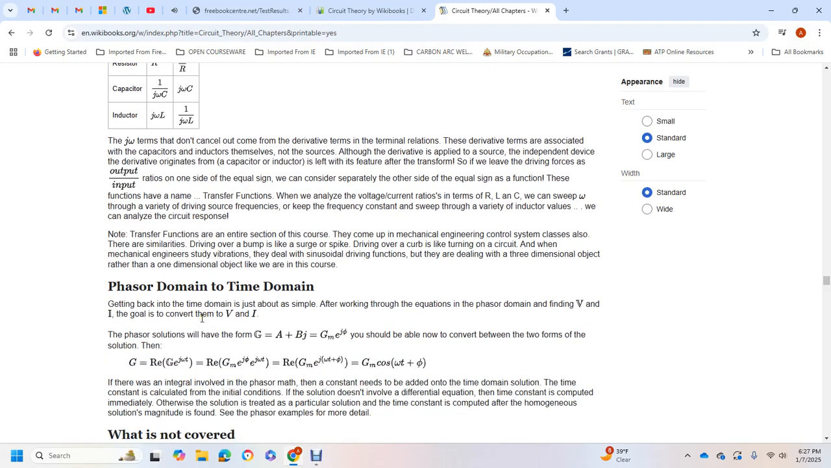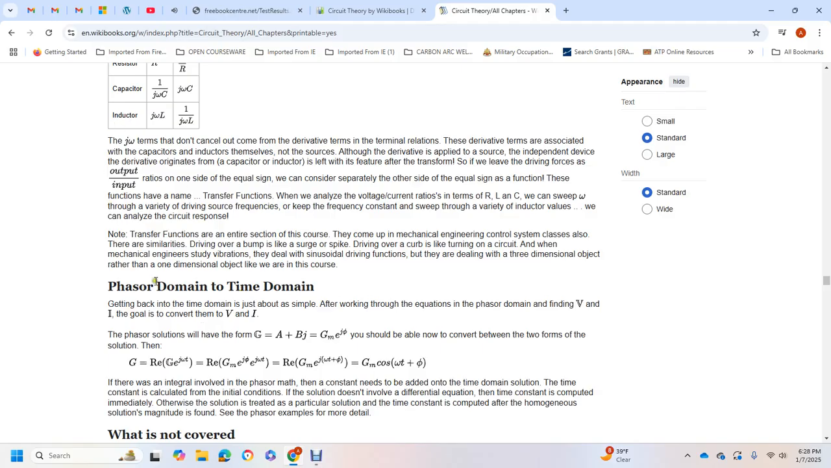Note that for these transfers, their entire cross section will come up with a mechanical energy circuit system that can also be similar to driving over the bumps, the surge of the spike, driving over a curve, with the circuit. And when the mechanical energy is instead vibration, the driving function is dealing with a three-dimensional object rather than a one-dimensional object like we are in this course.